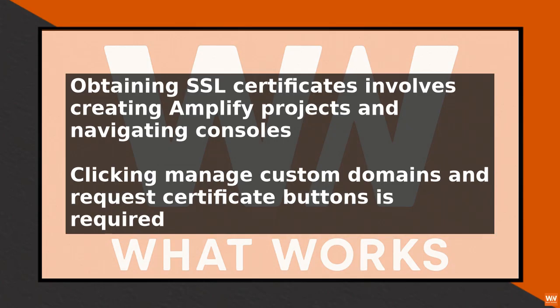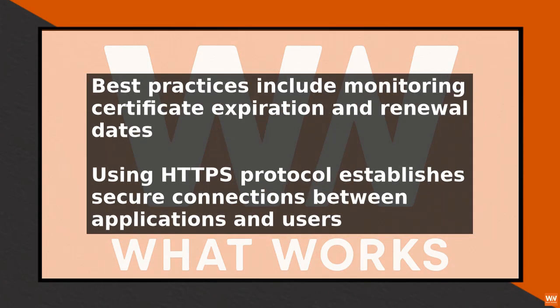Best practices for using AWS Amplify SSL certificates include ensuring that your certificate is properly configured and up to date. You should also monitor your certificate's expiration date and renew it before it expires. Additionally, you should use a secure protocol such as HTTPS to establish secure connections between your application and its users.